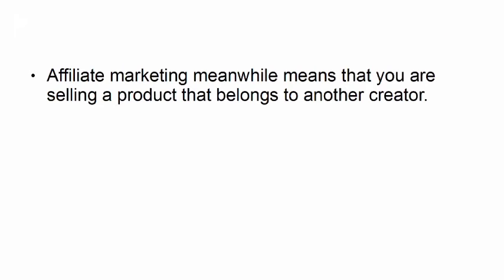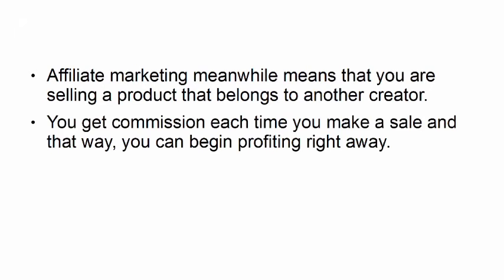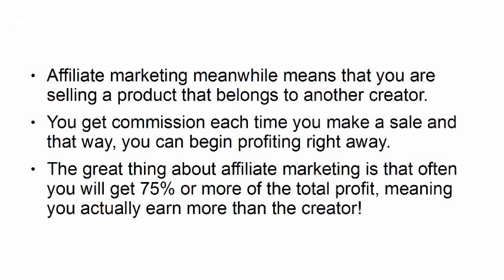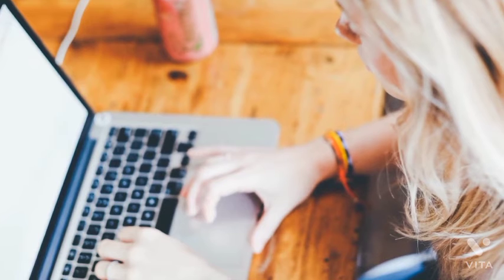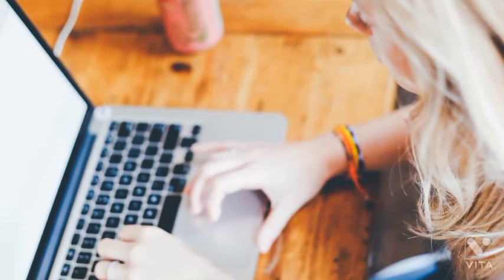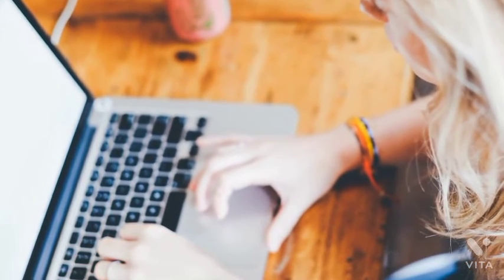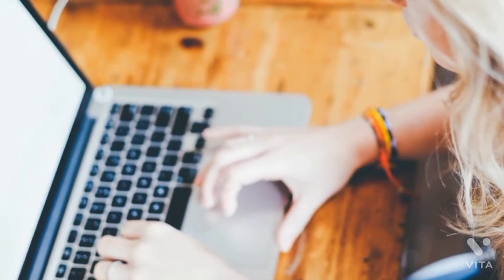Affiliate marketing, meanwhile, means that you are selling a product that belongs to another creator. You get commission each time you make a sale, and that way you can begin profiting right away. The great thing about affiliate marketing is that you often will get 75% or more of the total profit, meaning you actually earn more than the creator. The advantage of affiliate marketing, of course, is that there is 0 upfront expense. You begin selling something that already exists. There's no need to purchase a license.